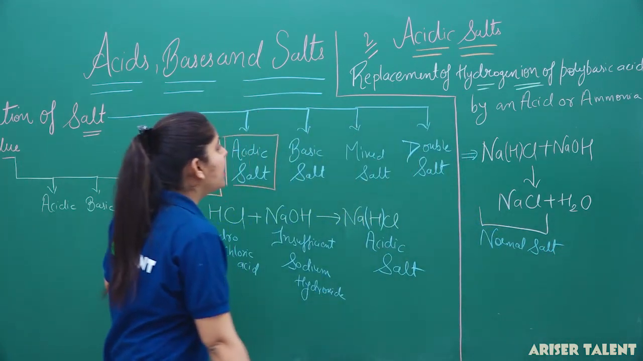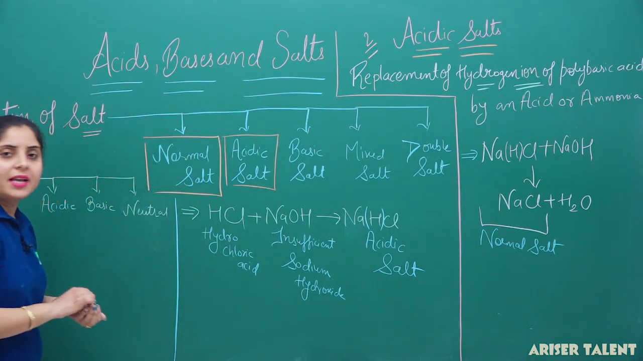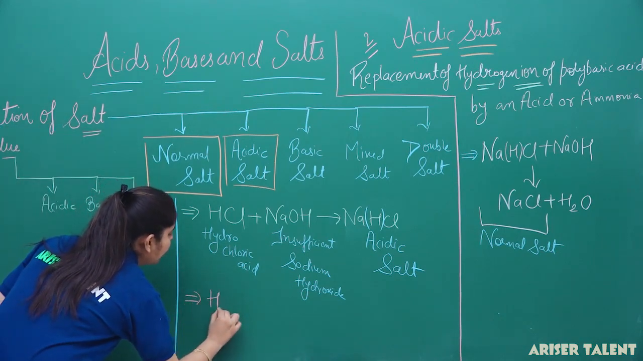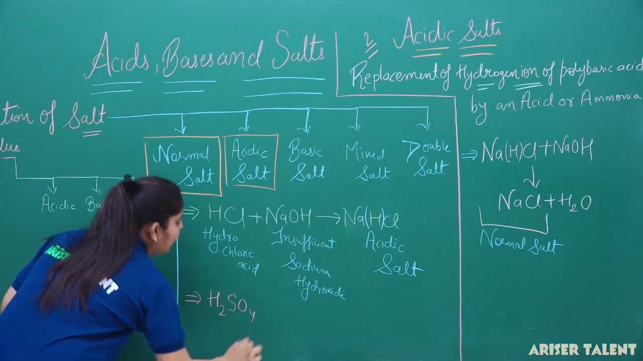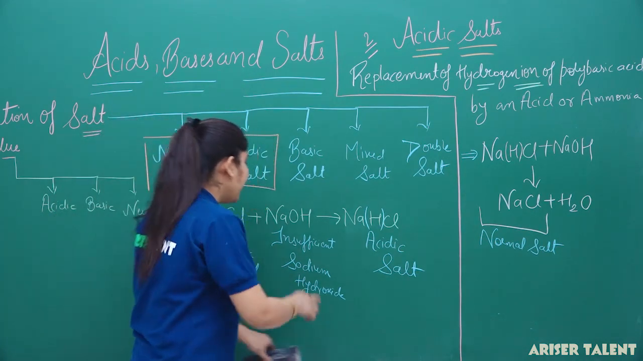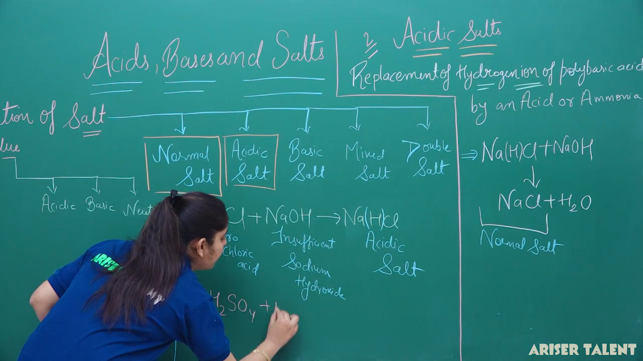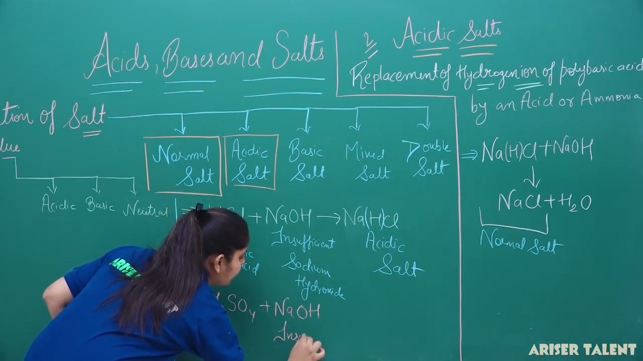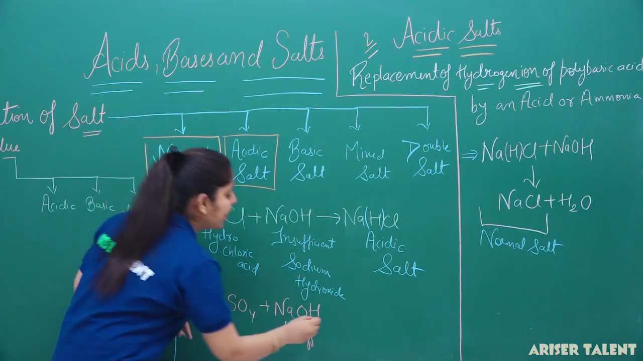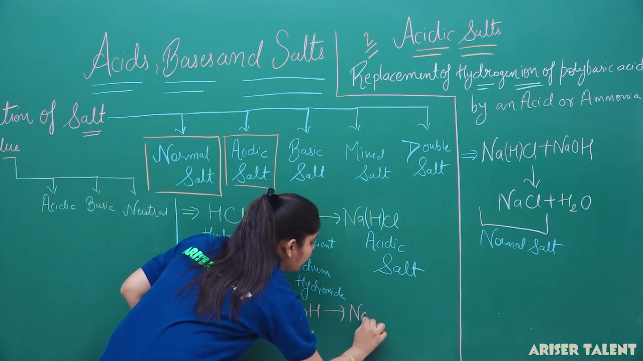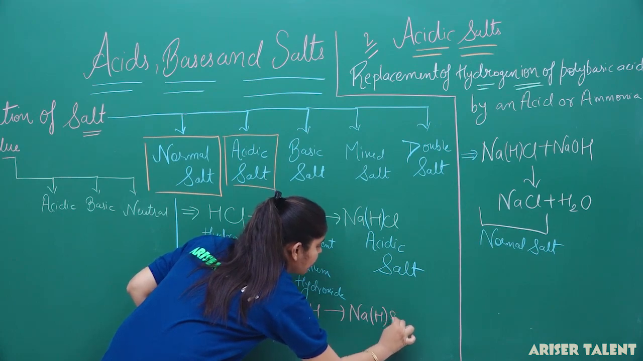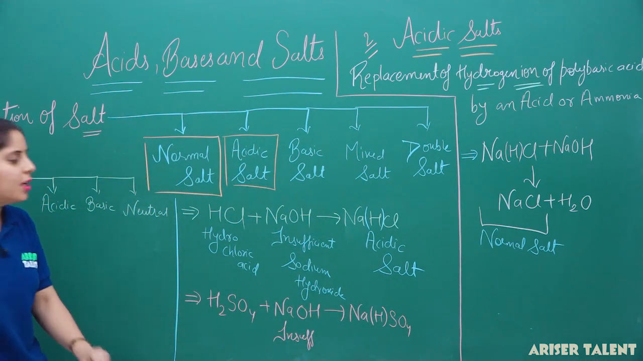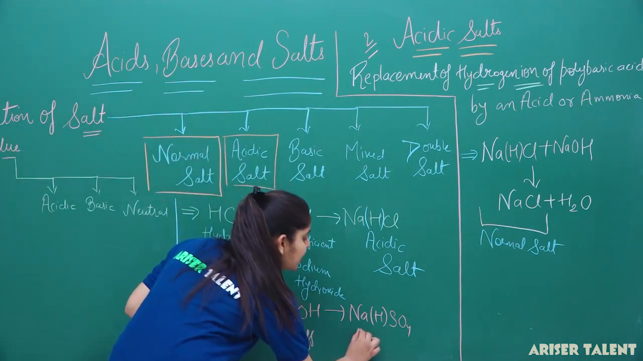Now we are again doing this type of reaction with H2SO4. So what have I taken here? I have taken H2SO4, that is sulfuric acid, reacting with insufficient sodium hydroxide, that is NaOH. What will we get on the product side? I will get NaHSO4. It means in the presence of insufficient base, we will get the acidic salt.